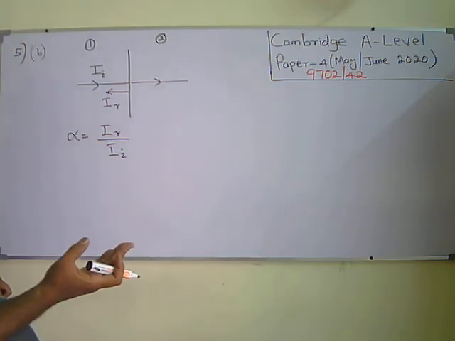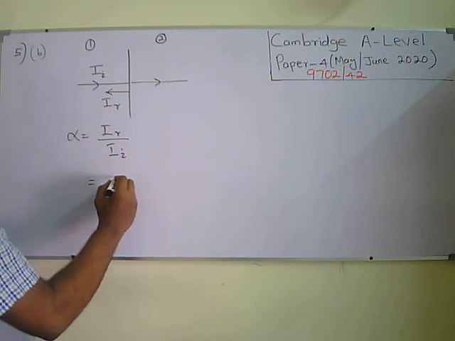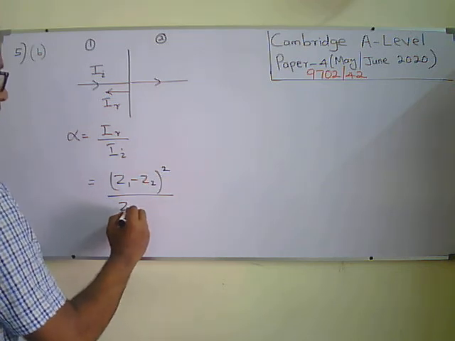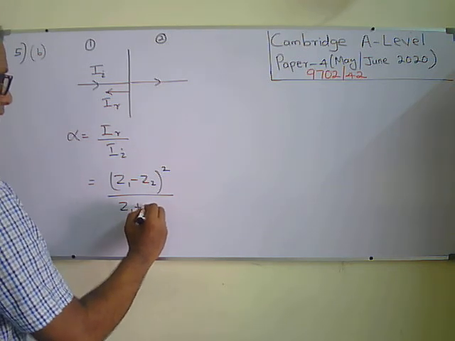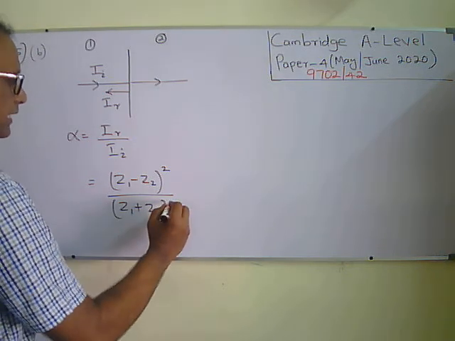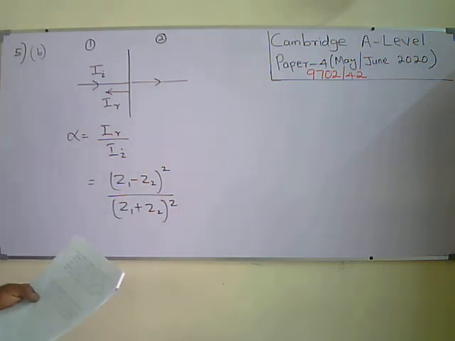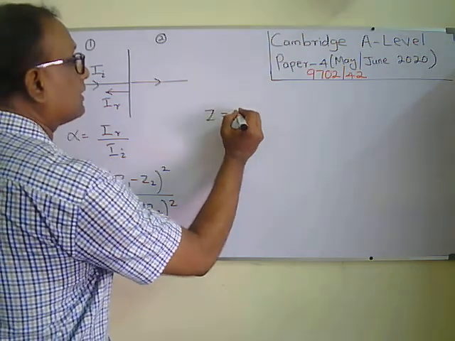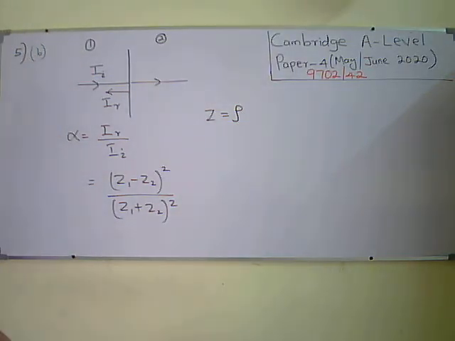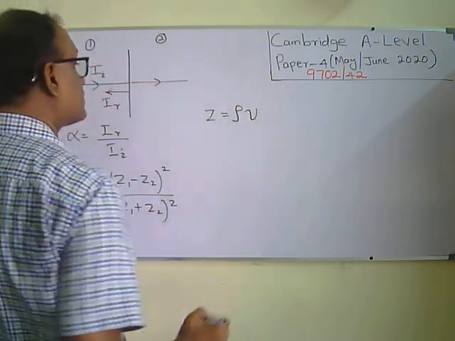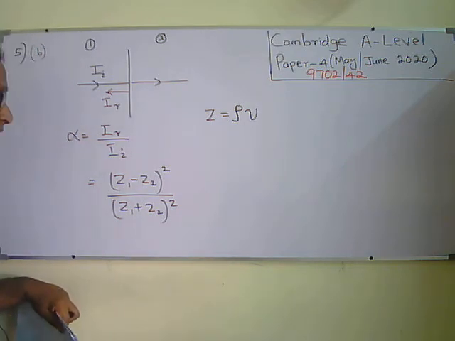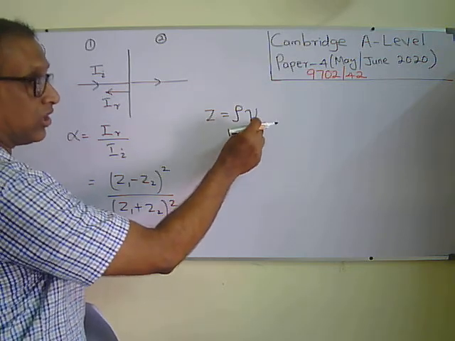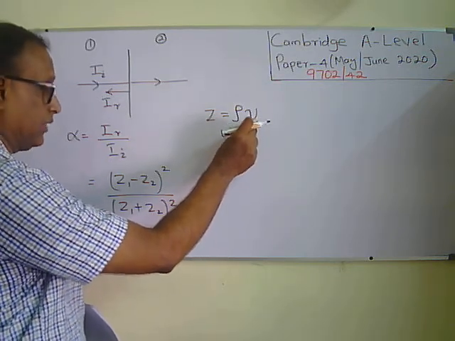Also, mathematically we can show that this is given by (Z1 minus Z2) all squared over (Z1 plus Z2) all squared. What are Z1 and Z2? They are called acoustic impedance. Acoustic impedance is given by the density of the medium times the speed of ultrasound in that medium, right?